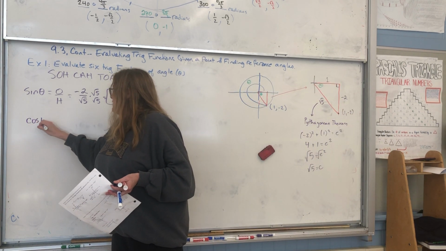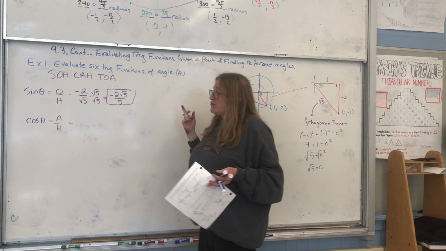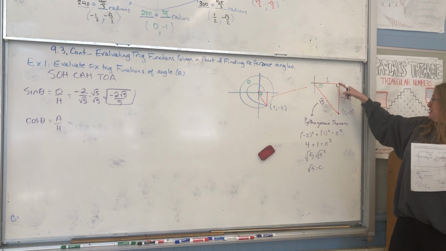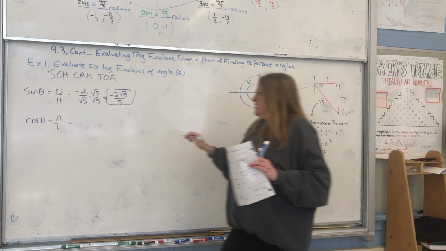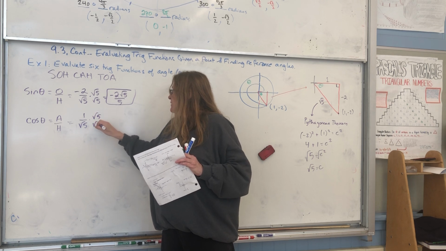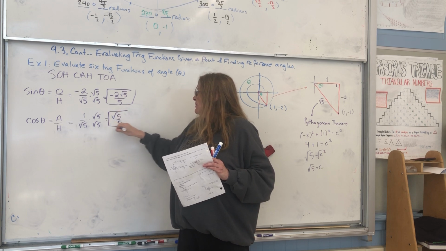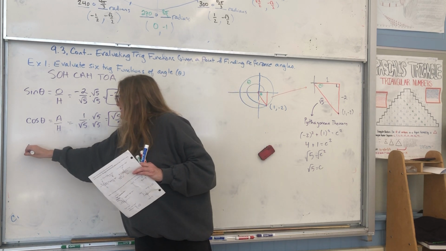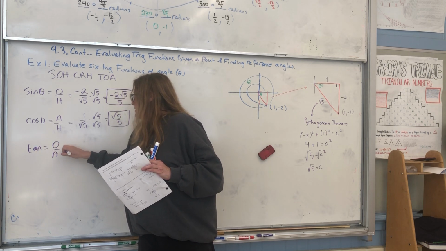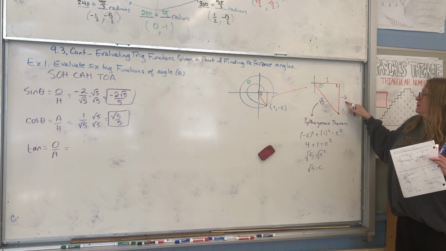Okay, the cosine of theta is the adjacent over the hypotenuse. So notice we can still find the trig functions, we just can't use our unit circle here. Adjacent over hypotenuse is 1 over root 5. If I rationalize the denominator, that is root 5 over 5. And our tangent is equal to opposite over adjacent. Opposite, -2, adjacent, 1.